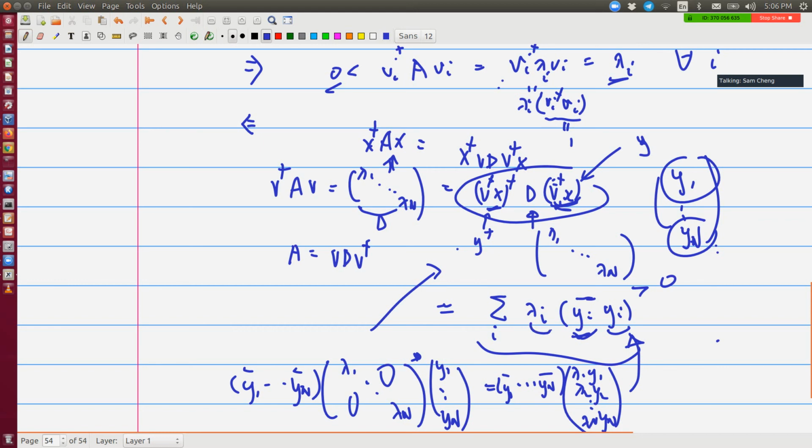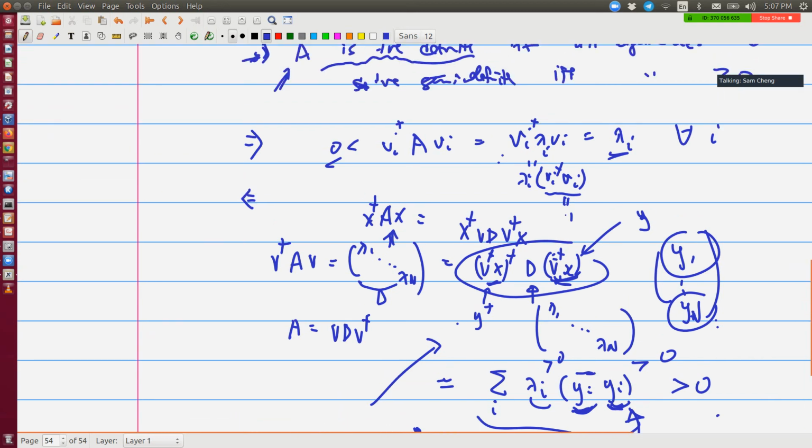And if all my lambda are positive, then this will be positive, and it's a summation of these terms. Unless these are all 0, it will not be equal to 0. If these are all 0, it means that y is all 0, then x is all 0, and then of course we don't count it.